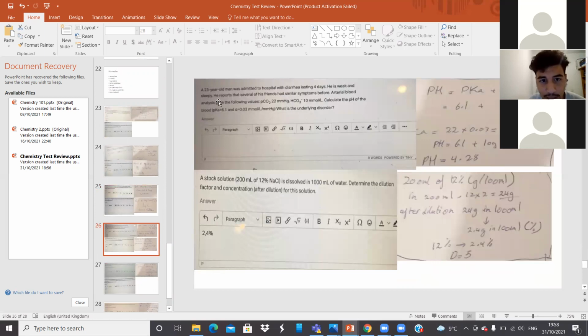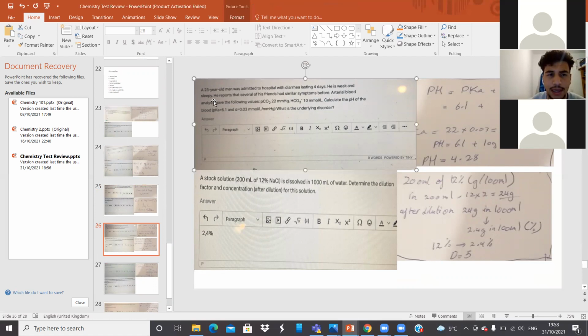Okay. He is weak and sleepy. Again, another symptom of metabolic acidosis. He reports that several of his friends had similar symptoms before. Arterial blood analysis gave the following values. It gives us the partial pressure of carbon dioxide and the concentration of carbonate ions. Okay, so calculate the pH. So again, we've already seen this before, and it's calculating the pH of the buffer system using the concentration of the acid and the salt.